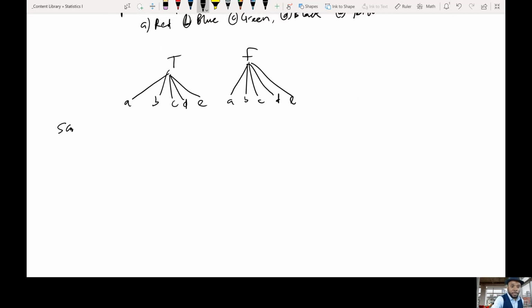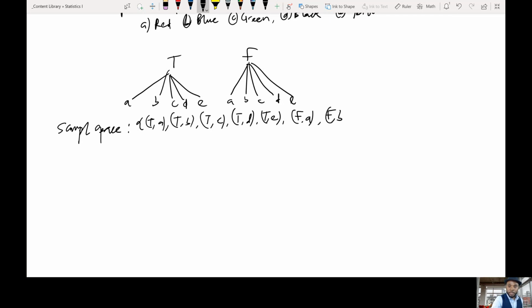So the sample space is the set of, we could either have true and A, that's one single event, or true and B, true and C, true and D, true and E, and the same for the next one: false and A, false and B, false and C, false and D, and false and E. So one of these is correct.